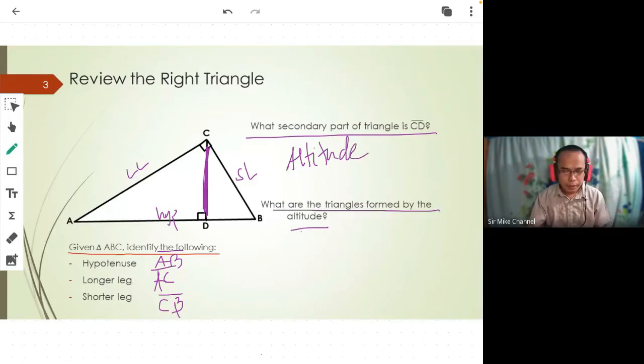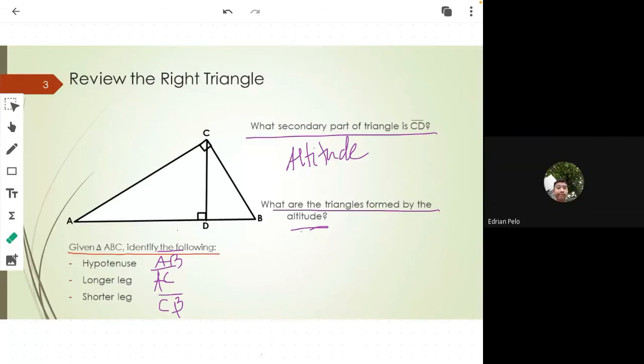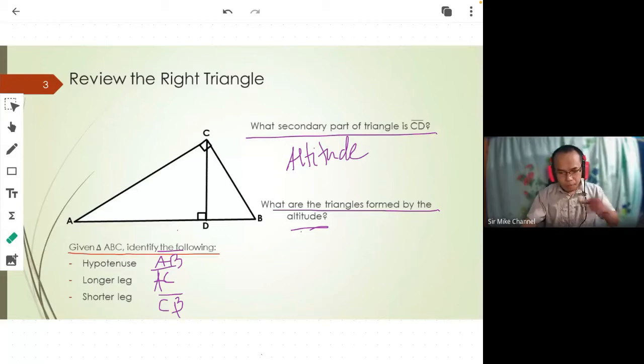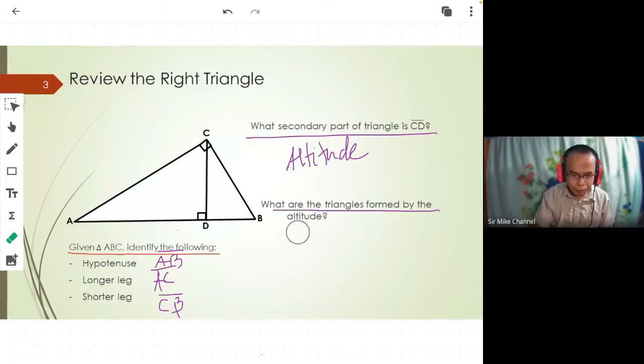So, class. In this figure, so meron na tayong altitude. So, ilang triangle ang na-form? Dalawa po. So, what are the triangles form the altitude? So, we have 2. So, dalawang form. Tapos, in total natin, ilan lahat na nakikita yung triangle? Okay, so let's say, yung dalawa muna. Okay, so ano yung dalawang triangle na yan?